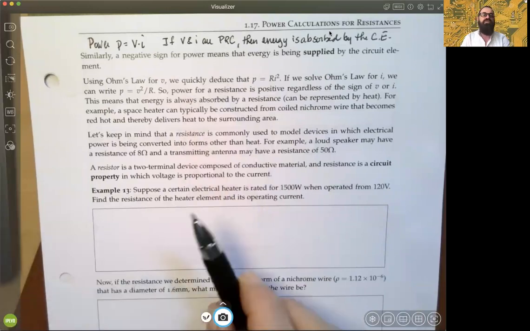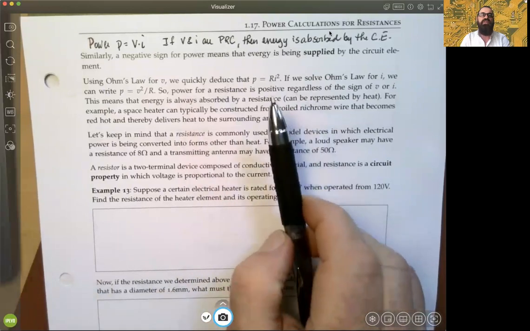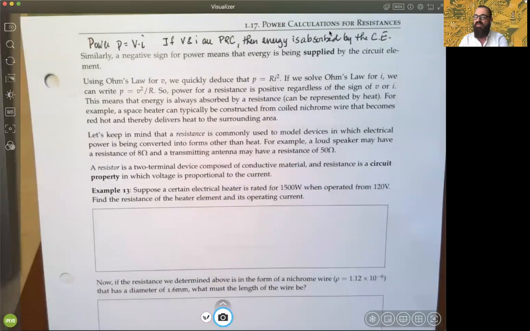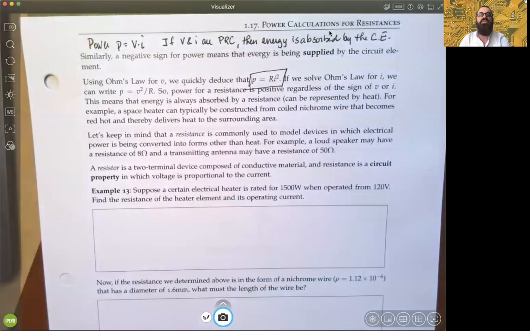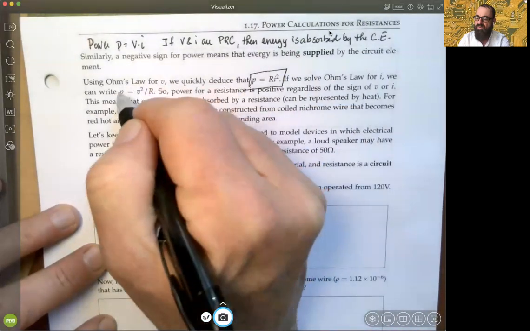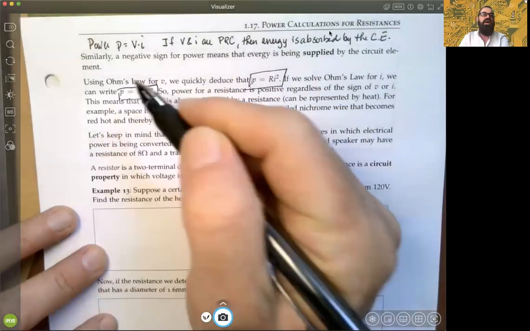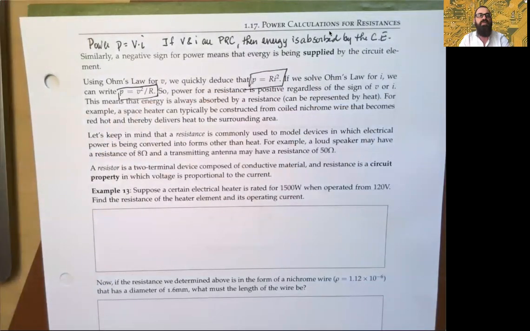Using Ohm's law for voltage, you can quickly see another potential formula that you could use for power would be this form. If you have a resistance, you could use resistance times the square of the current. So that's just using the fact that we know that V equals IR, okay? If you solve Ohm's law for the current, you could also write another form of power as power is the voltage squared divided by R.